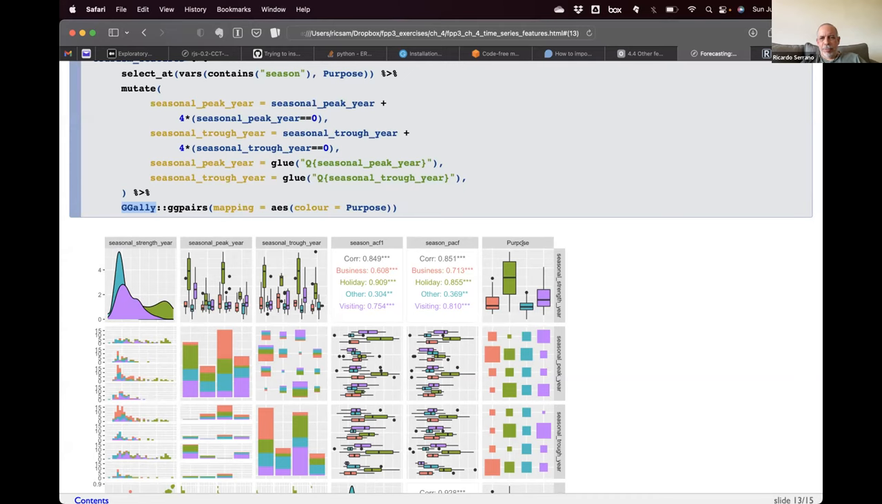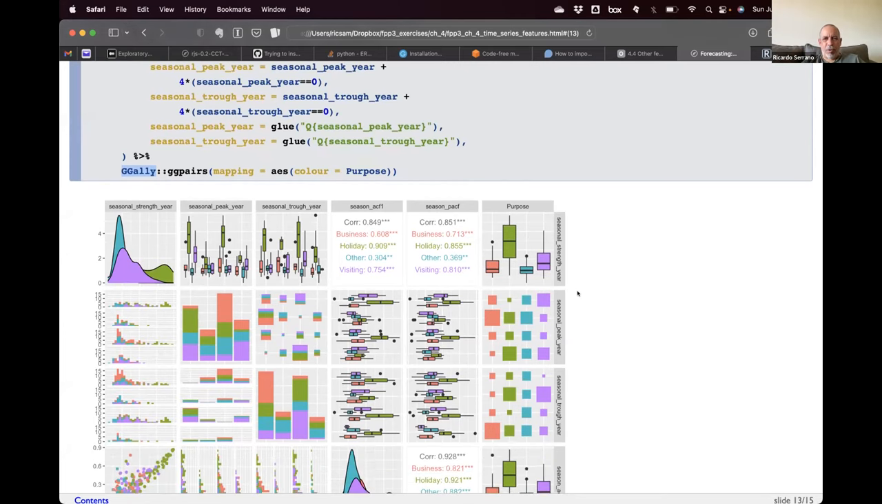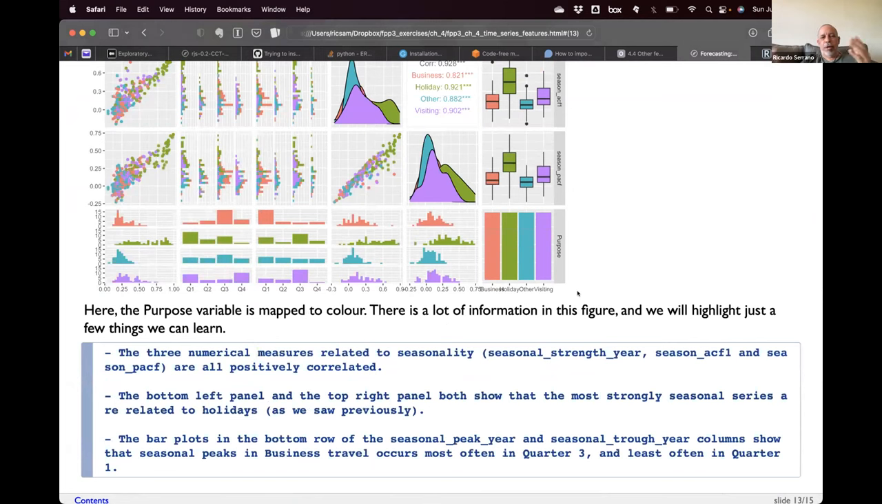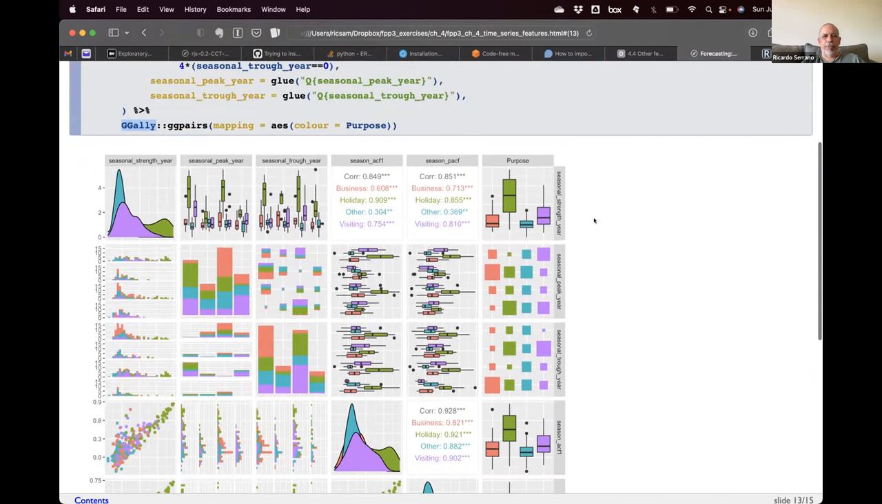This intersection tells you that for the purposes, this is the seasonal strength. Rapidly you see that the dark green box plot has the highest median and also distribution, and the other ones are kind of low. That one, of course, corresponds to the holiday purpose. Also, you see the correlations between the seasonal strength, the seasonal partial correlation, and the first autocorrelation. As you can see, there's a strong correlation for holidays and the seasonal strength. But in the others, the correlation goes down.